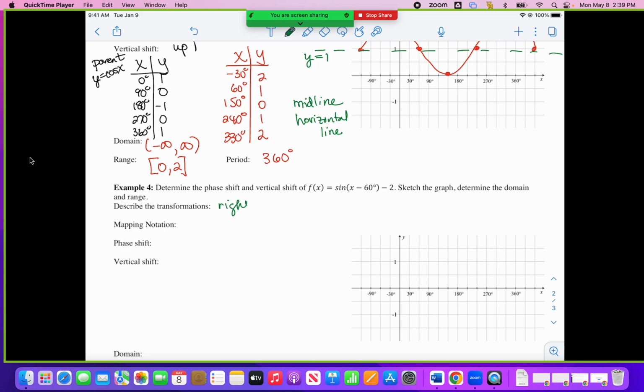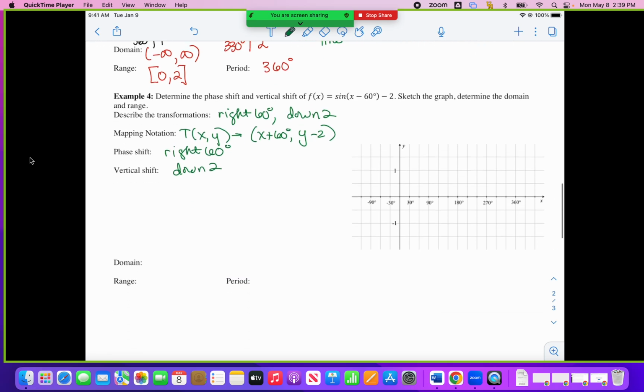All right, so this is right 60 degrees, down 2. So my mapping notation is going to be x plus 60 degrees, y minus 2. The phase shift is right 60. The vertical shift is down 2. Did we get that? Okay.